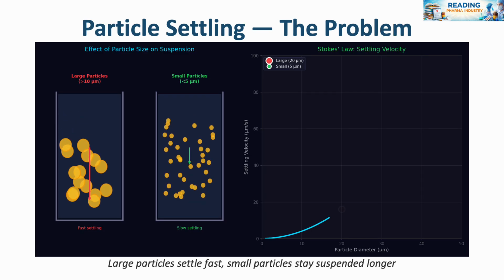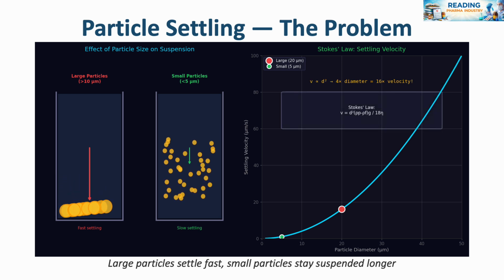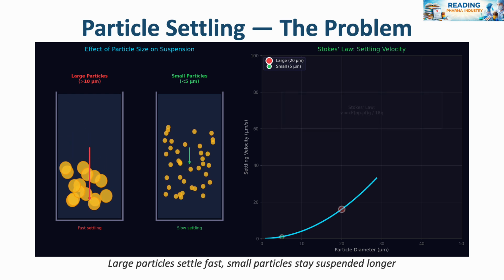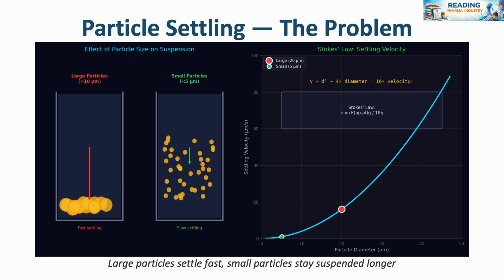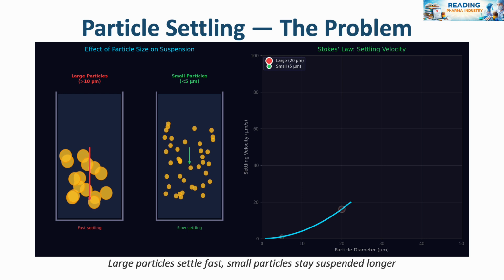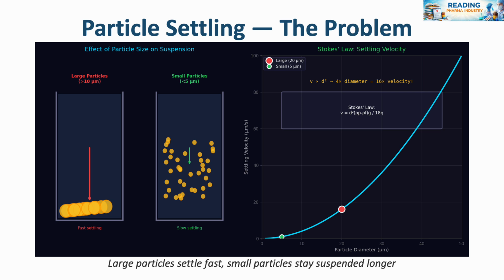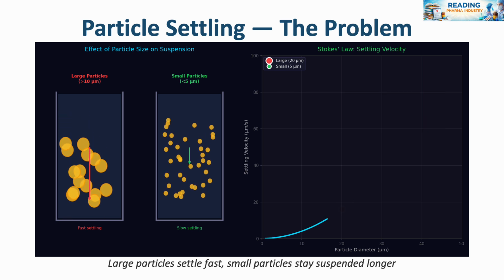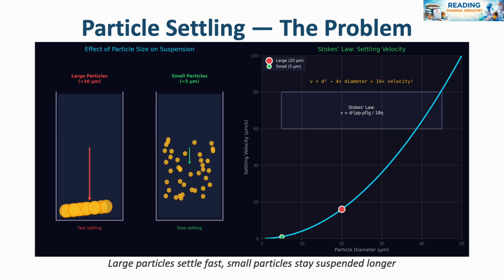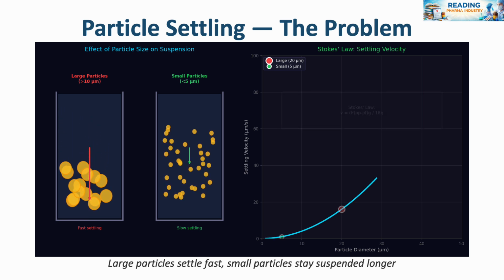The biggest problem with the formulation of suspensions is how quickly the particles will settle. If you look at the left side, larger particles will often settle quicker than smaller particles. On the right side, you see the settling velocity plotted against the particle diameter. You can see it rises exponentially: the velocity gets bigger and bigger as the particle size gets bigger.